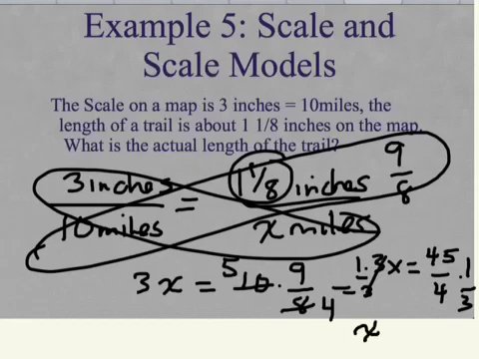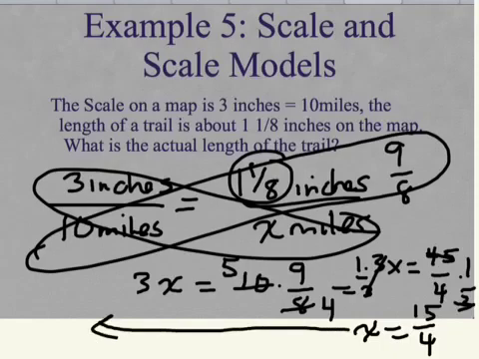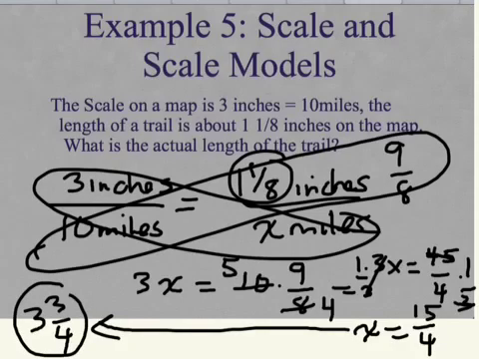I'm left with x is equal to, I'm going to cross cancel here. 3 goes into itself 1 time, 3 goes into 45 15 times, so I'm left with 15/4. If you'd like, I'm very happy with improper fractions, but if you like, you can write that x value, I'm going to draw an arrow over here so we can see what's going on, as 3 3/4, which makes sense. That's fine because x refers to miles, so we can talk about 3 3/4 miles.